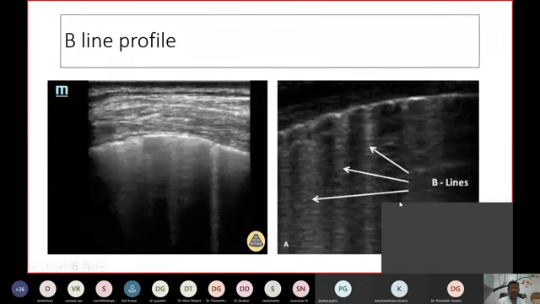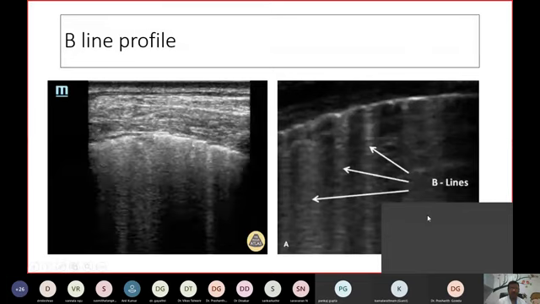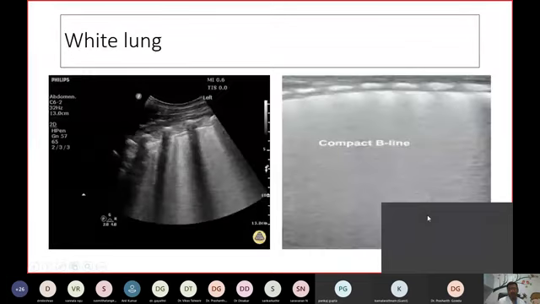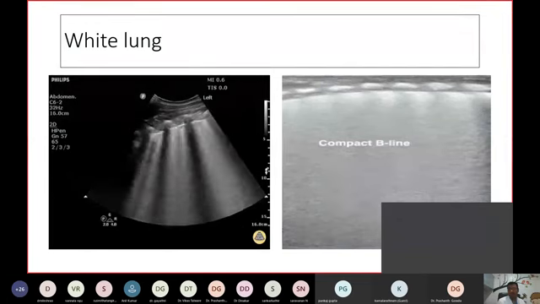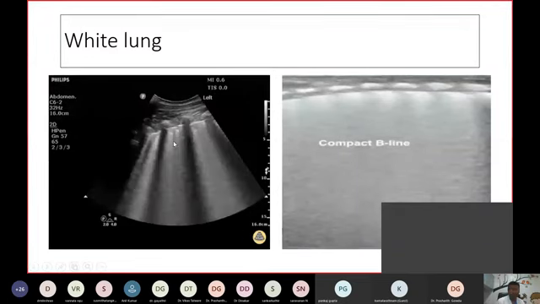Whereas in severe cases, you will see a white lung total. You can see here now in video, there are so many compact B lines. So static image will appear like this. It will be compact B lines. You will see totally white lung pattern. So in severe TTNB, you will see a white lung. So this is how the TTNB will appear: double lung point, B line profile, and white lung.